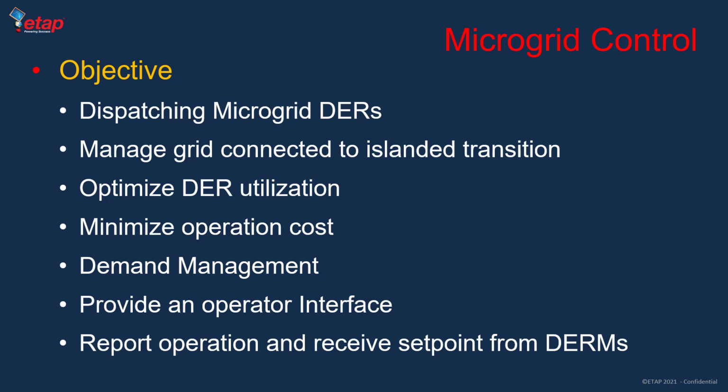Also, demand management is very important. If you island a microgrid, typically the energy resources in a microgrid are not sufficient to maintain the demand on the system. So the microgrid controller needs to be able to balance the generation and load demand in that microgrid. Also to provide an operator interface, so the microgrid can be controlled manually when desired, and be able to generate reports of operations and receive set points from the distributed energy resource management systems.